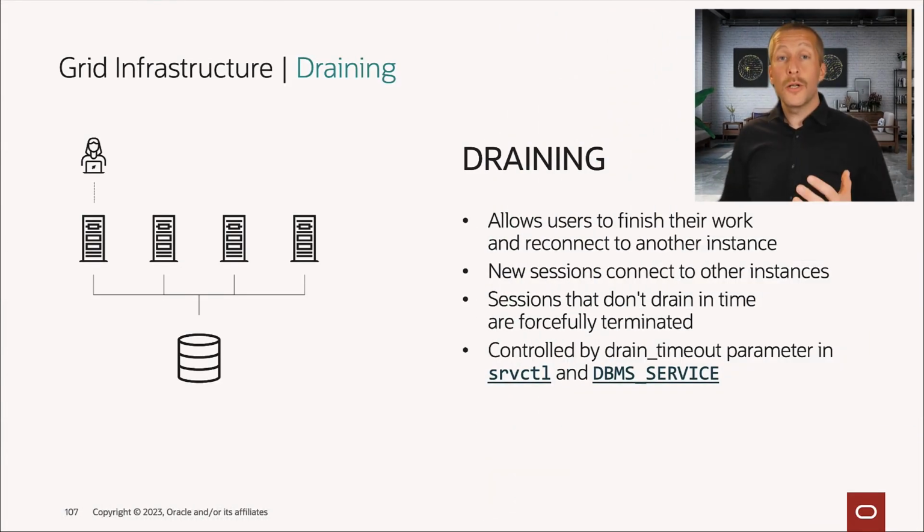We also need to touch a little upon draining. Draining is important when you need to patch grid infrastructure or when you need to patch a cluster. Imagine that the first instance in our cluster is going down for maintenance. You can then stop or relocate the services that are running on that instance. And when you do that, a fan event is sent out to the users that are connected to that instance.